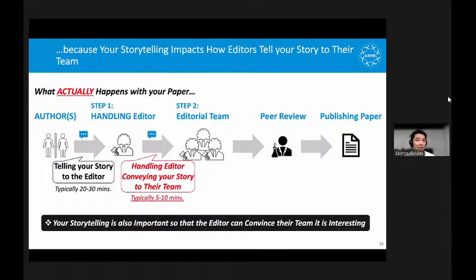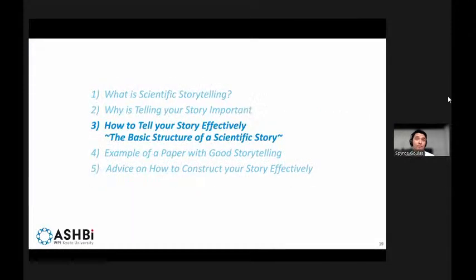So don't forget that your storytelling impacts whether your handling editor can convince their team that your paper is interesting. I hope that this has now convinced you of the actual importance of storytelling. Now that you understand better why storytelling is important, let's move on to the next topic on our agenda.